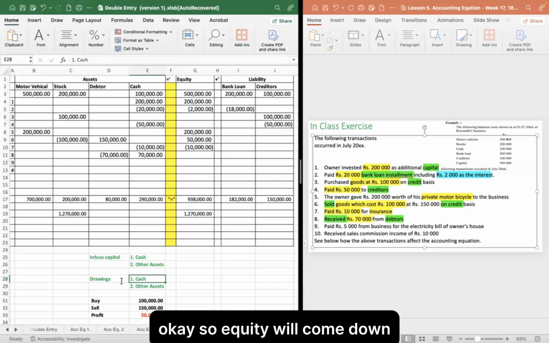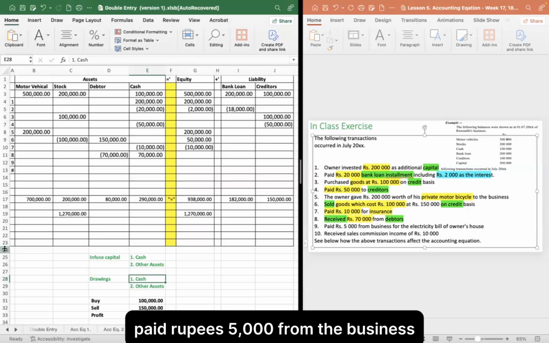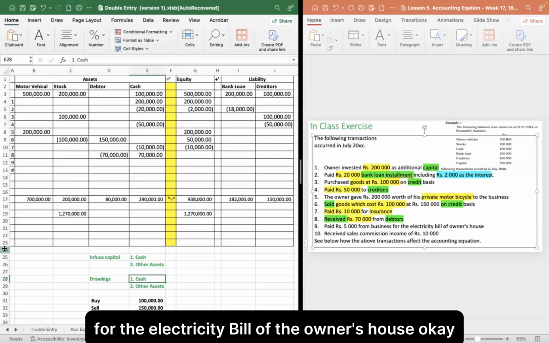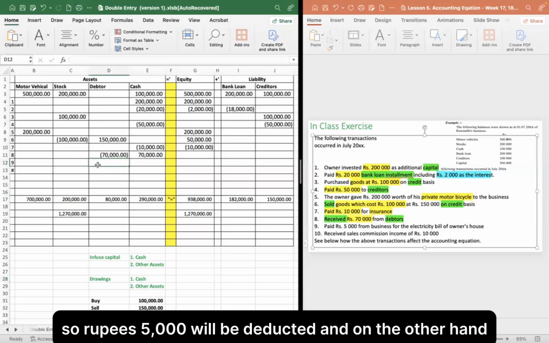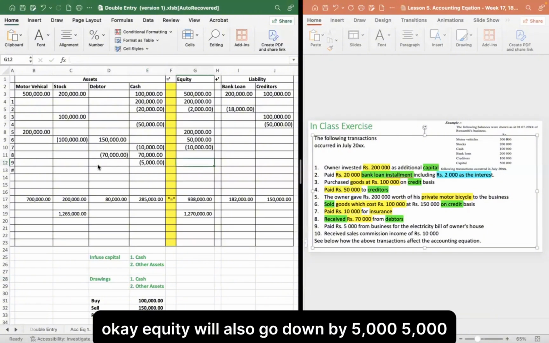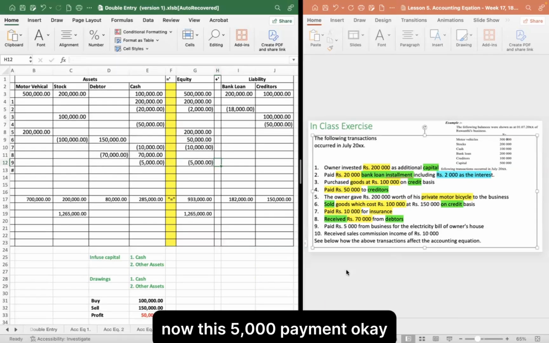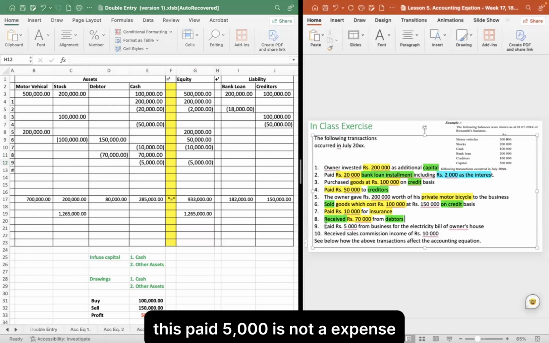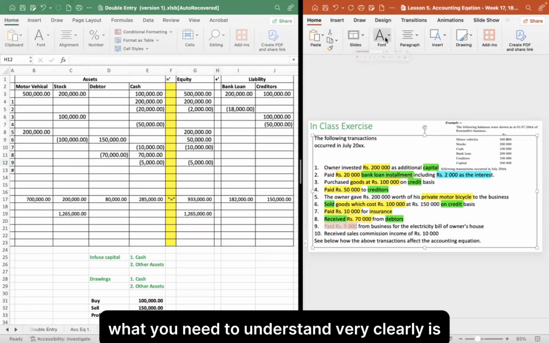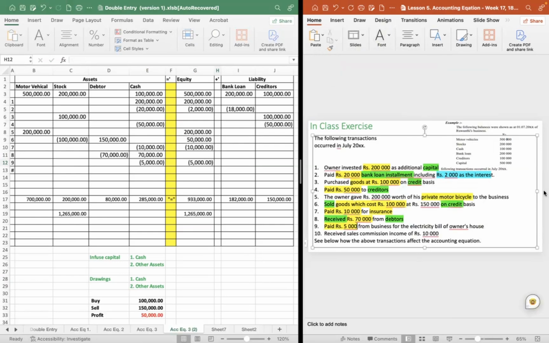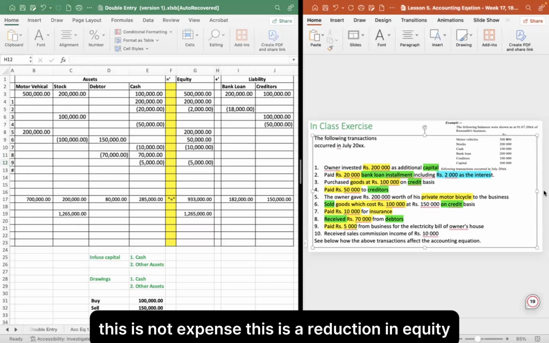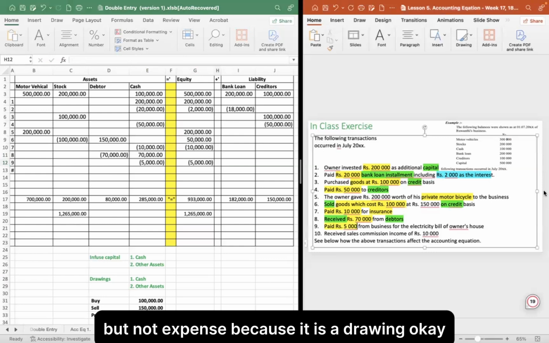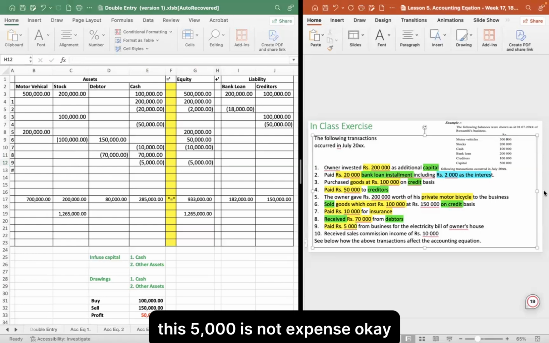Okay, so equity will come down. So here what has happened is paid rupees 5,000 from the business for the electricity bill of the owner's house. So rupees 5,000 will be deducted, and on the other hand equity will also go down by 5,000. Now this 5,000 payment is not an expense. What you need to understand very clearly is it is not an expense. This is a reduction in equity, but not an expense because it is a drawing.